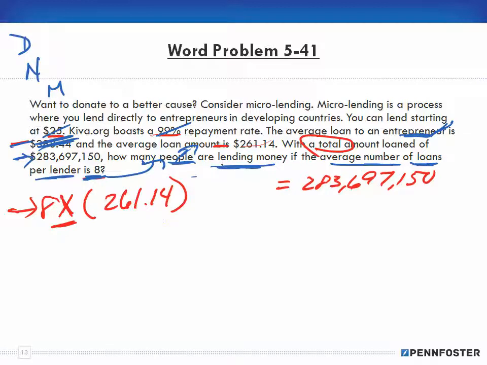We want to know how many, so we're going to set the lenders to x. If the average number of loans per lender is 8, if each lender is making 8 loans and the average loan is 261.14, it's just straight multiplication in order to arrive at 283 million. So in order to do this math, let me change the color of the pen here. I am going to multiply 8 times 261.14, times x. That's going to give me 2089.12 times x, right?